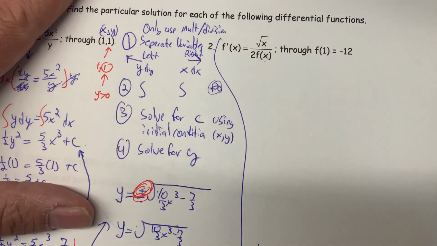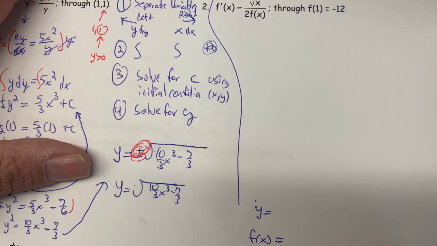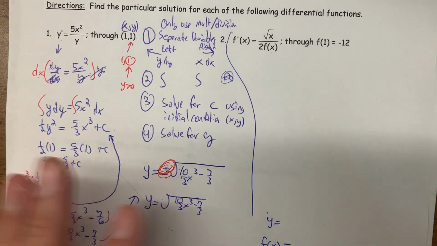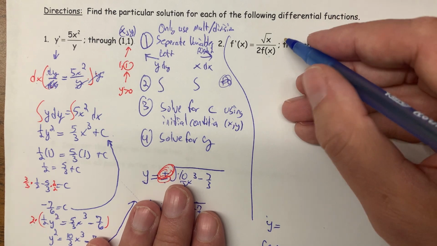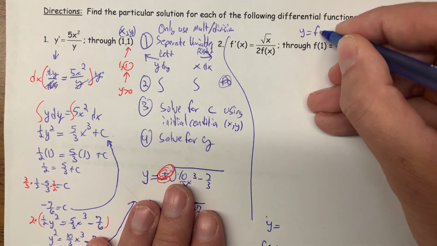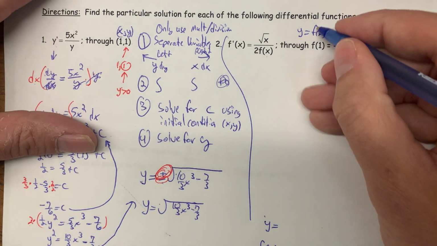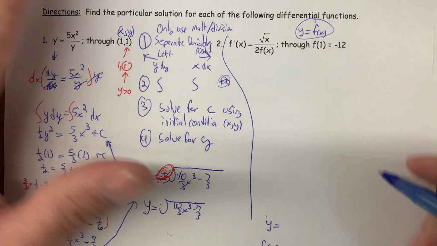Another thing you can do to not have to rewrite it like that at the end is to write y equals f of x at the very beginning, and then you can use y or f of x whenever you want. This is a nice trick. So go ahead and solve it.